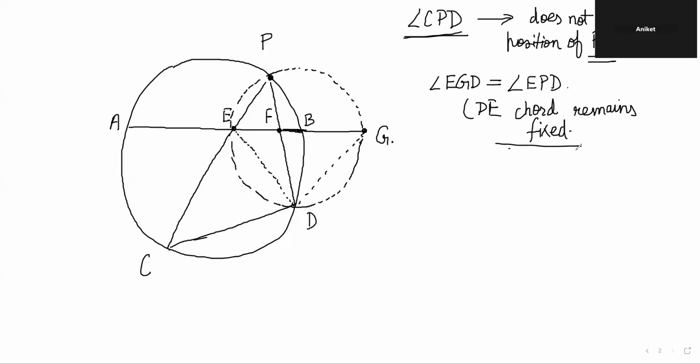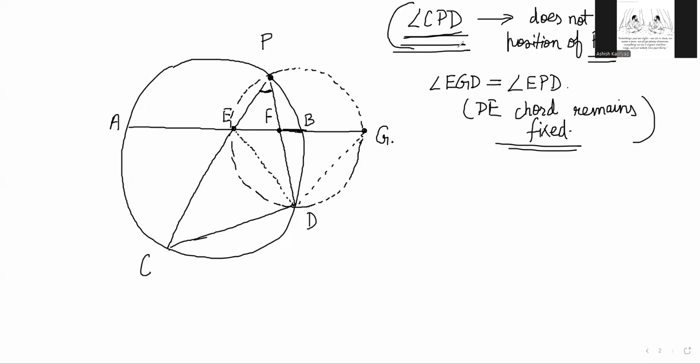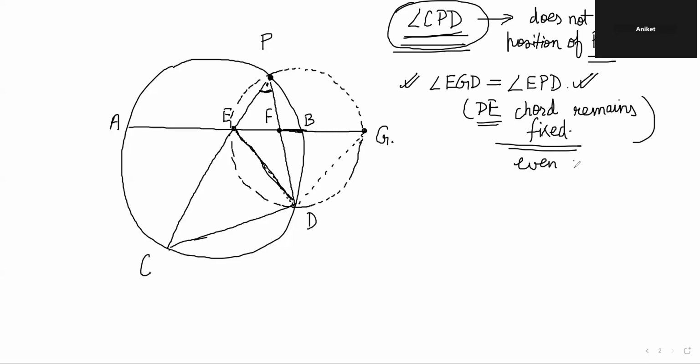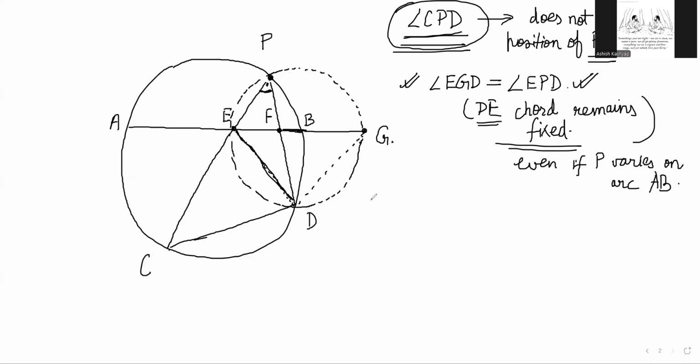Sir, but if we rotate P, then the DE chord will not remain fixed, right? DE chord will still remain fixed because this angle is fixed. Even if you rotate, this angle is having the same size, so the length of DE will still be the same. You can try and construct a different figure, but you have to maintain this angle. Got it. The figure will look different, but the length is the same because this angle is the same. And now because DE chord is the same, EGD will be equal to EPD, even if P varies on arc AB, correct? Yes.